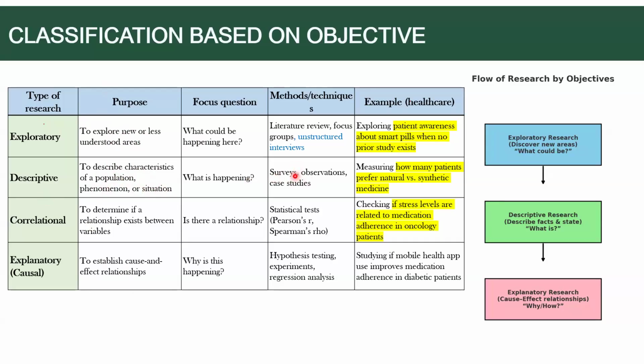Mostly survey based studies fall into this category. For example, how many patients prefer natural versus synthetic medicines. You are going to compare two different parameters, like natural medicines with synthetic medicines. Basically, you are describing a situation, what is happening here. You are describing facts and figures, but in exploratory research, you are just going to explore.